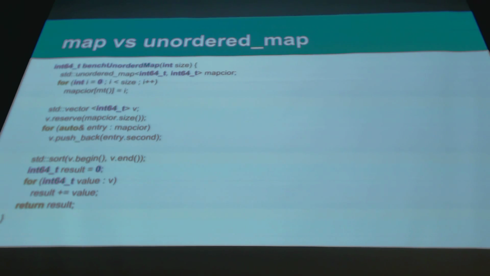Give me 1 second. Keys are random. Values are. Okay. That was fine.